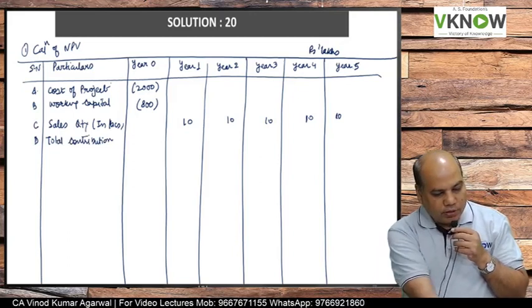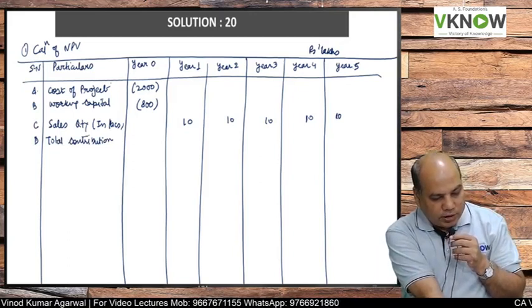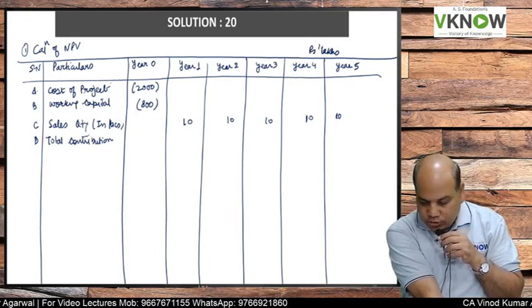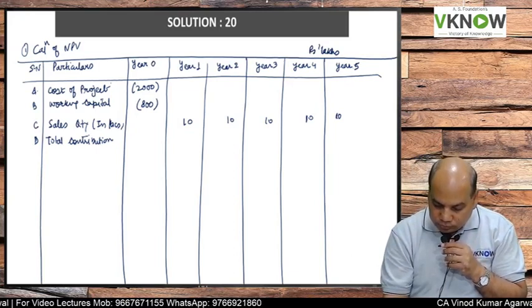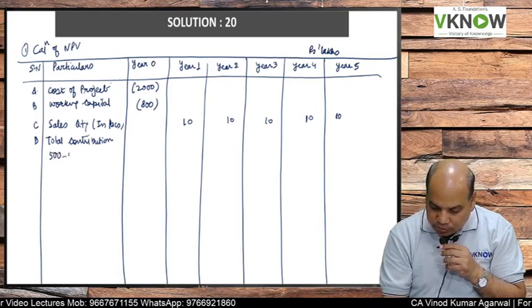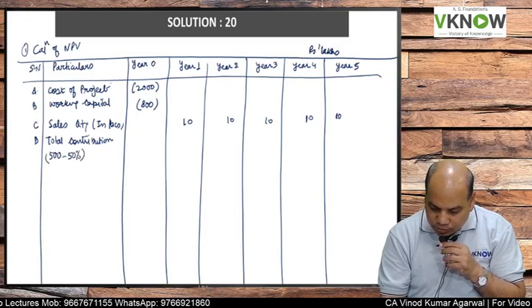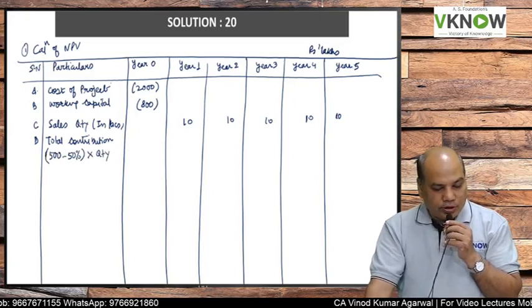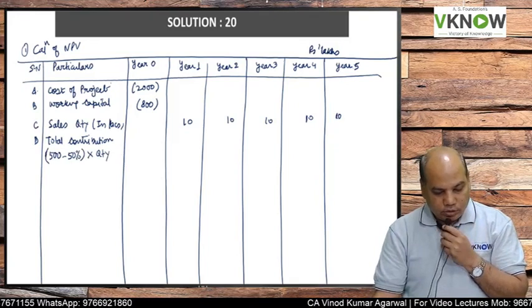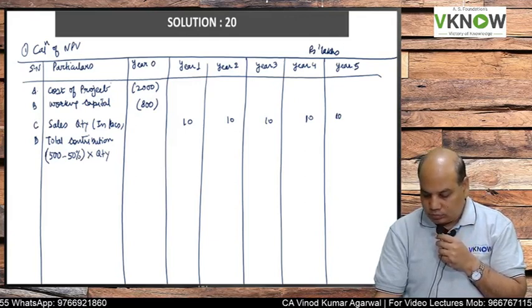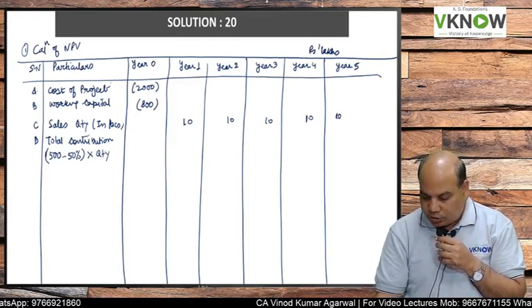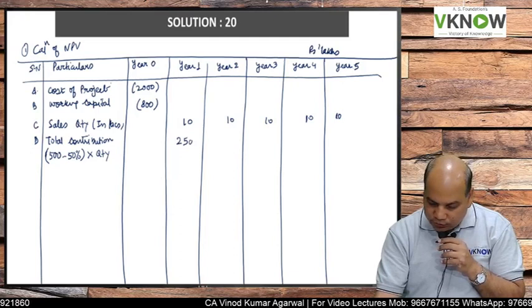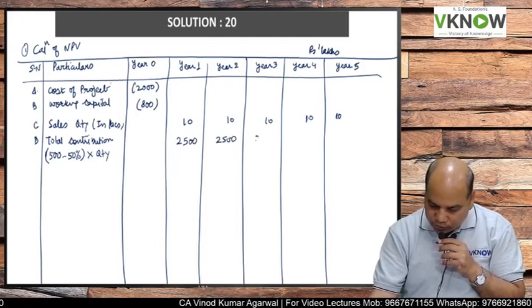Then point number D, write down total contribution. Now understand the problem. I will save some space. 500 is the selling price, 50% is the variable cost. So contribution will be 500 minus 50%, 250. 250 is the contribution into quantity. So my question is 250 into 10 you have to do. 250 into 10, 2500. That is contribution.